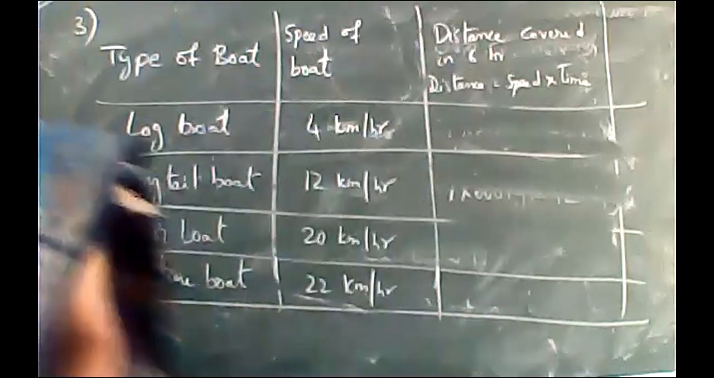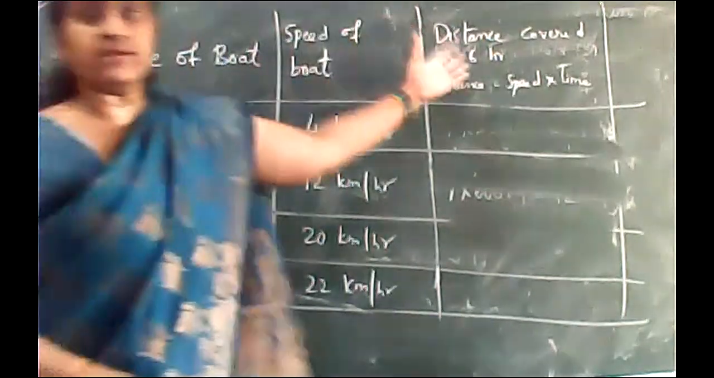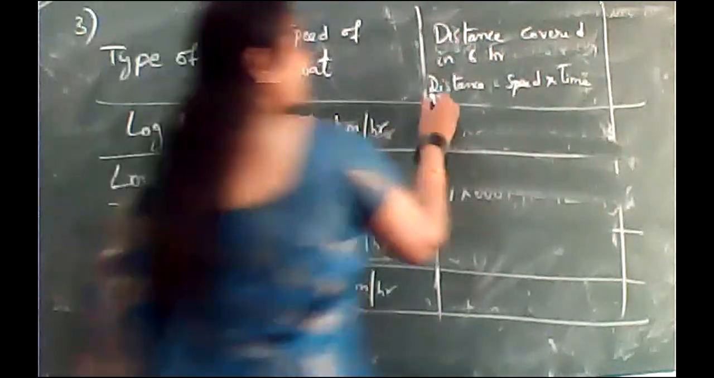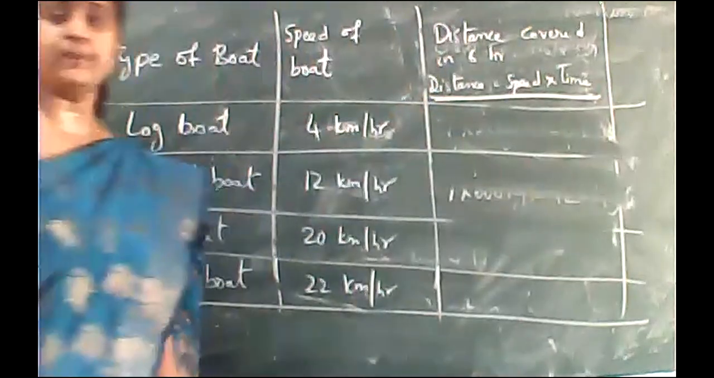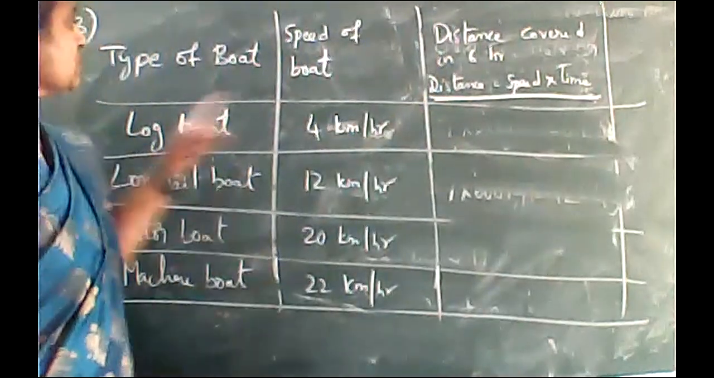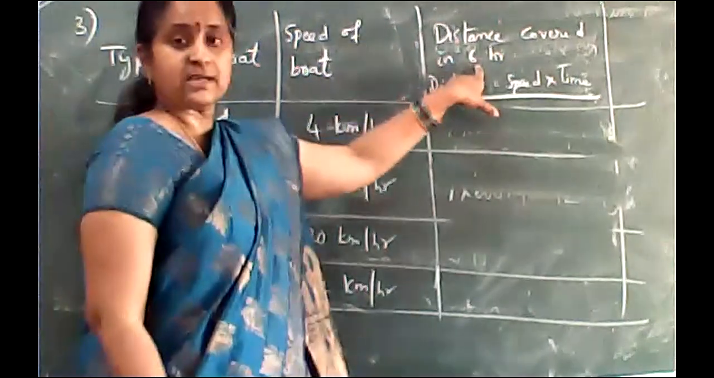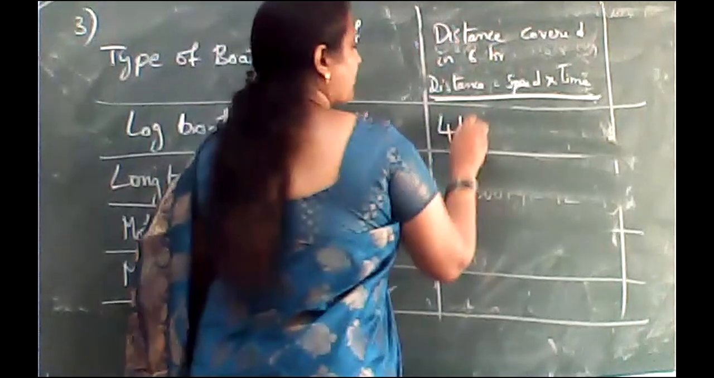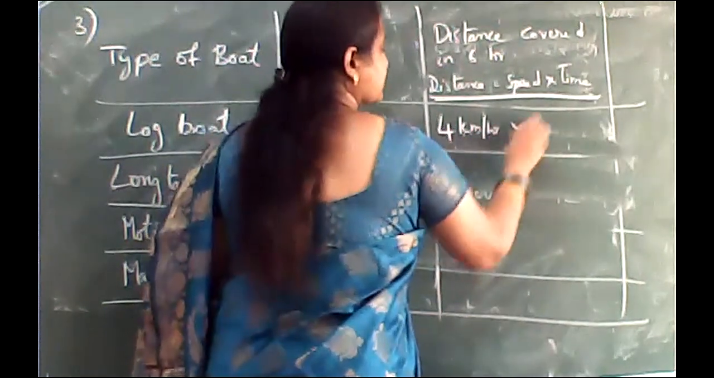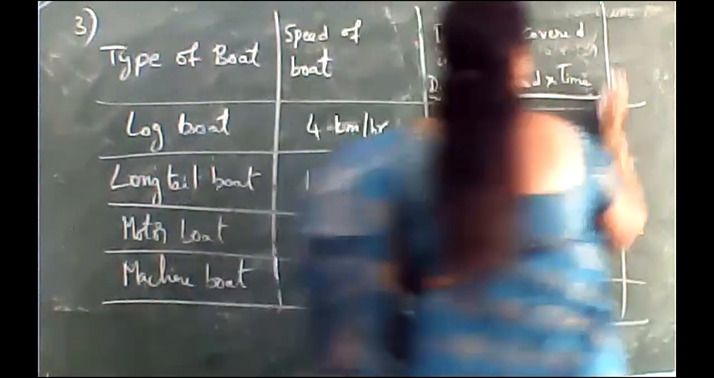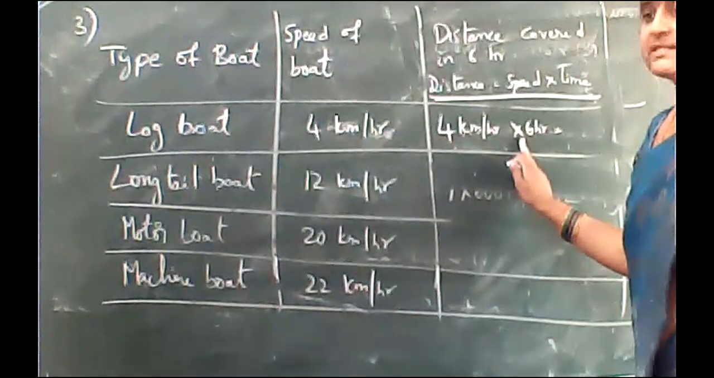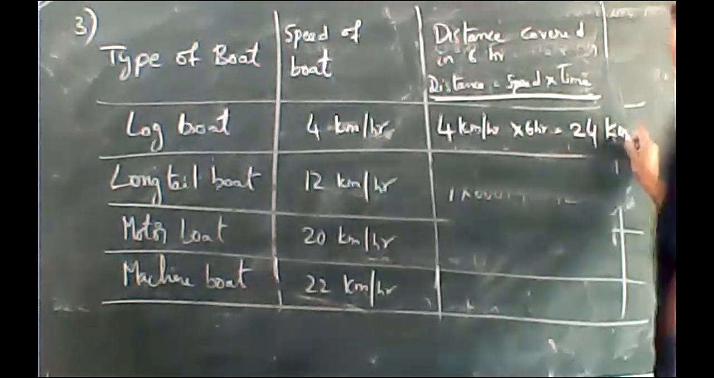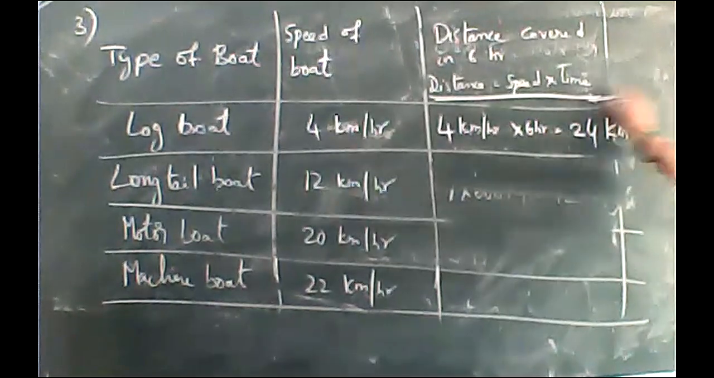All right. Now we need to find out the distance covered in 6 hours. Log boat speed is given as 4 km per hour. Here one formula is given: distance is equal to speed into time. This is speed, time is 6 hours. So the distance covered by the log boat is 4 km per hour into 6 hours, which is 6 4s are 24 kilometers.